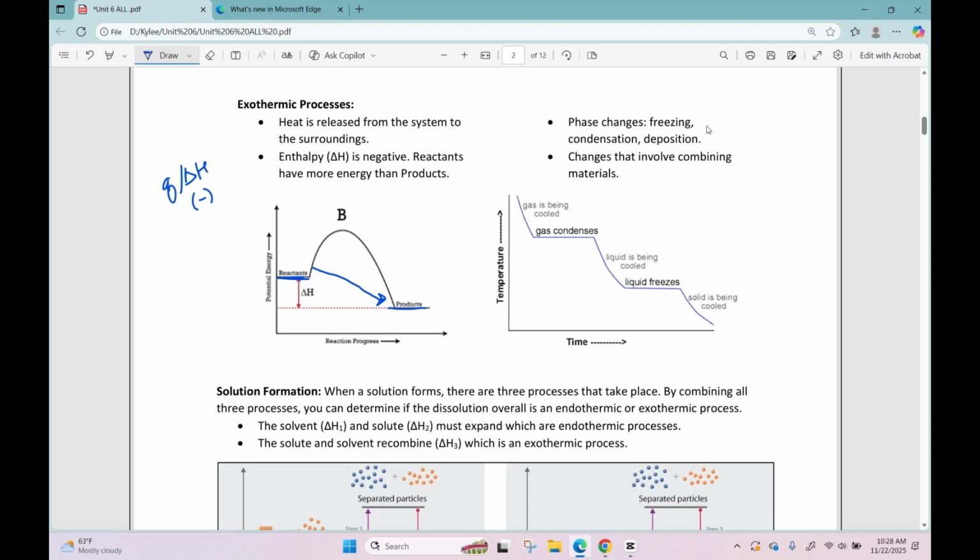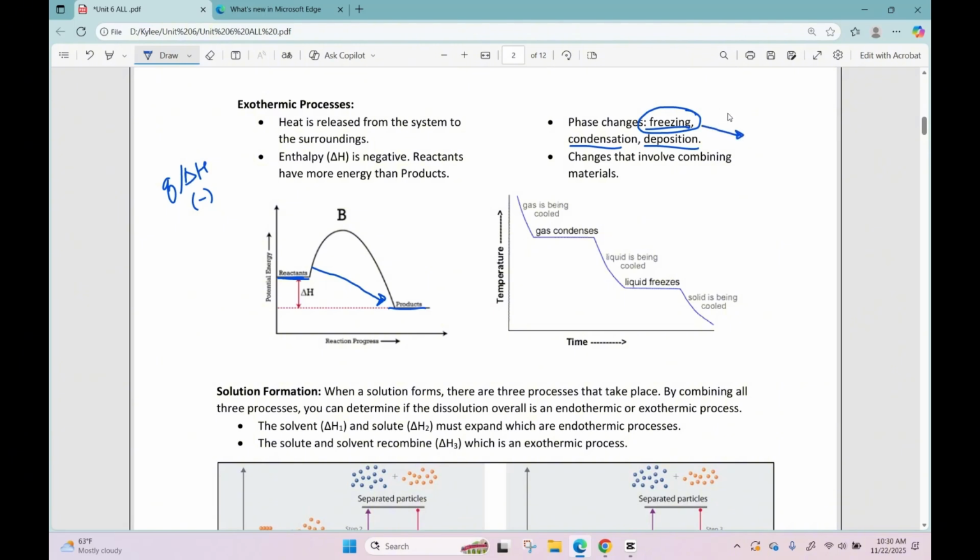Any phase change where energy is leaving the system is going to be an exothermic process. So for phase changes, this is going to be any phase change where energy is being released to the surroundings. Things like freezing, condensation, and deposition all are going to release energy to the surroundings. I like to think about freezing is you have to take energy away from the system.